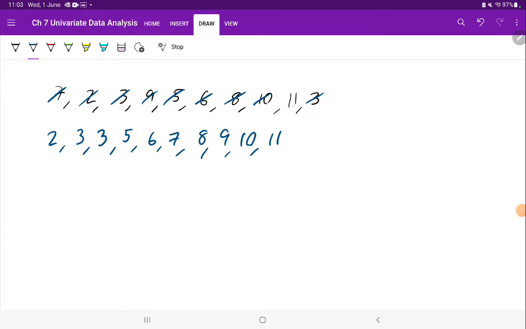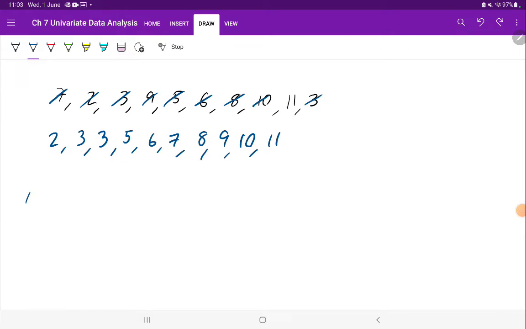Now there was originally 1, 2, 3, 4, 5, 6, 7, 8, 9, 10, and now there's 1, 2, 3, 4, 5, 6, 7, 8, 9, 10. Alrighty, so we have counted up all of our numbers, and we can see we've got all of the data there. So, split our data in half.